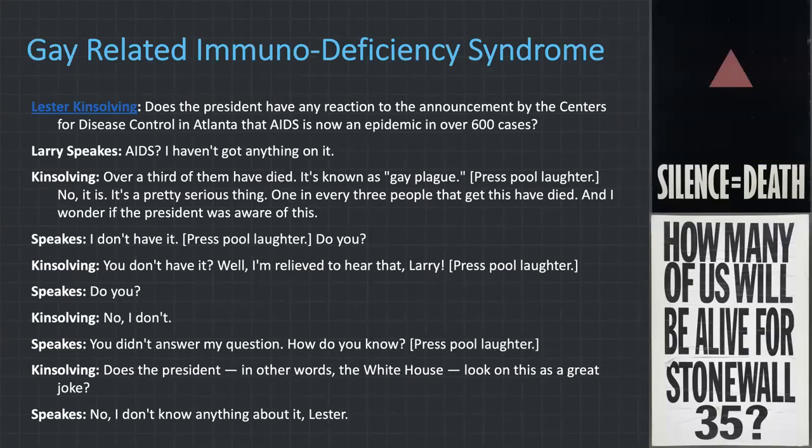In the 1980s, the gay community was particularly frustrated. It was called GRIDS at the time, gay-related immunodeficiency syndrome. They were particularly frustrated that the Reagan administration was purposefully being silent. The community blamed them for the 90,000 deaths during that period.